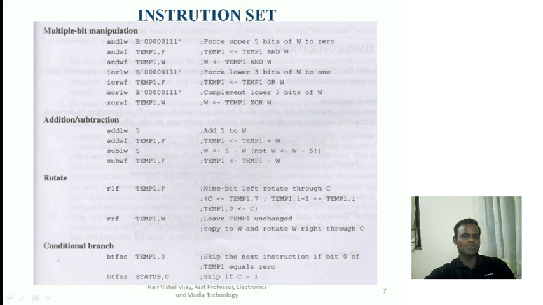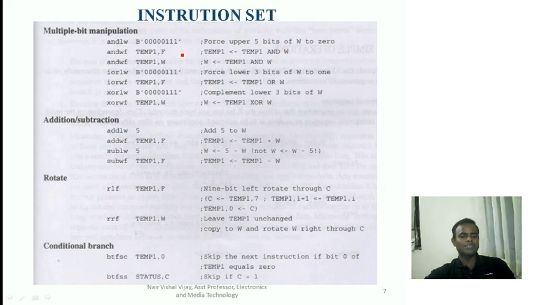It is very simple. Let's see some multiple bit manipulation. ANDLW is to force the upper 5 bits of W to 0. Now this instruction, ANDLW B'00000111', will force the upper 5 bits of W to 0.